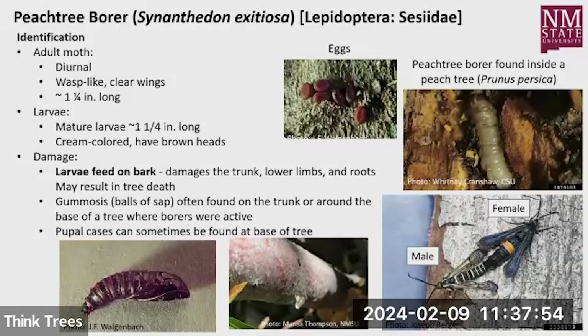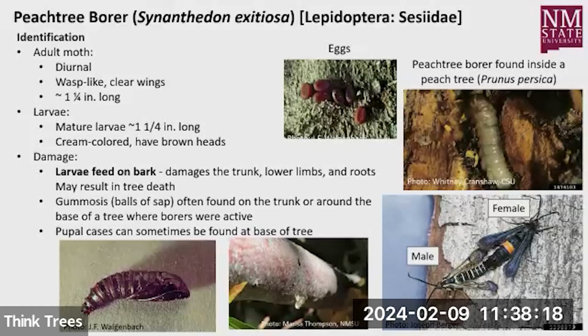They almost look like wasps, but it's just mimicry. They can't actually sting you or anything like that. The larvae are creamy in color, and the damaging stages, the larvae, feed on bark, which causes damage to the trunk and the limbs and the roots, which may result in tree death. It's a very serious pest, so you want to catch them soon.